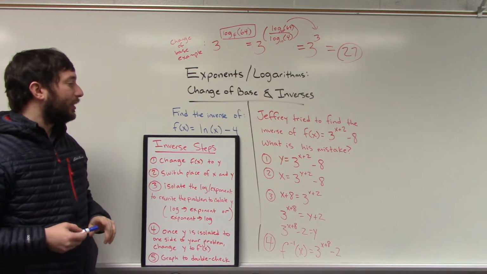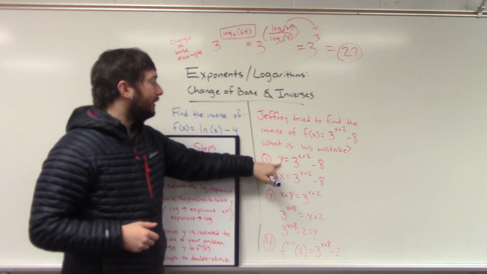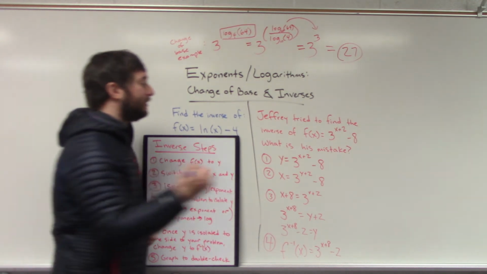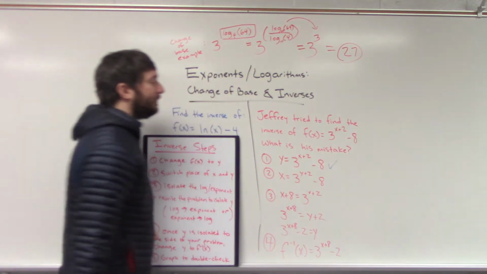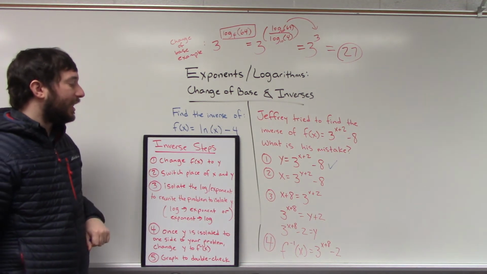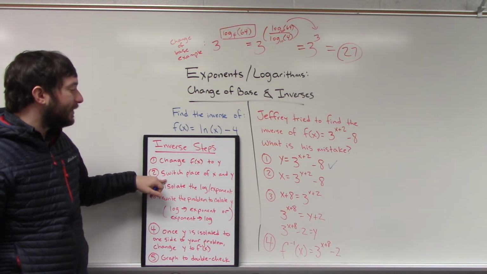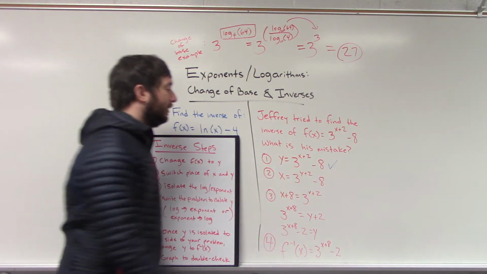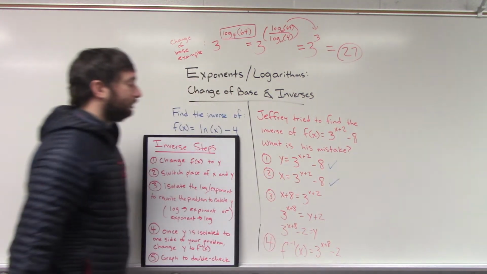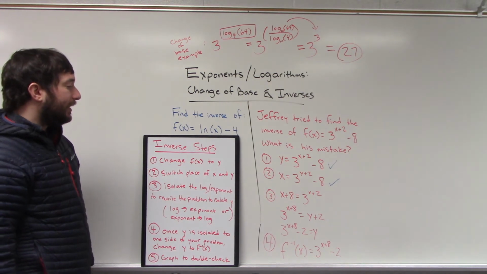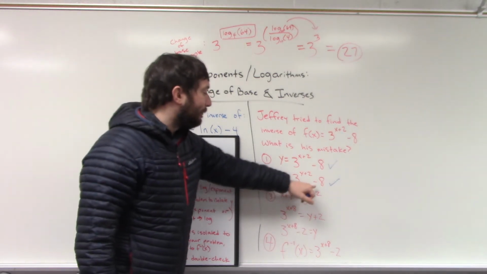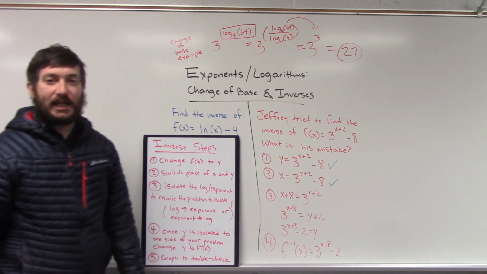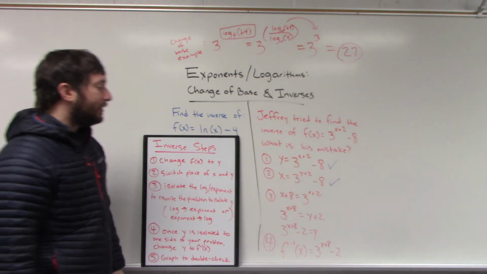So step 1 here, what did he do? Okay, he changed f of x to y. Okay, this is good. He's correct about this. No mistake yet. Then he switched the place of x and y, right? y switched with x and vice versa. This is correct as well. Then he added 8 to both sides. He got the base and the exponent by itself, which is correct, right?